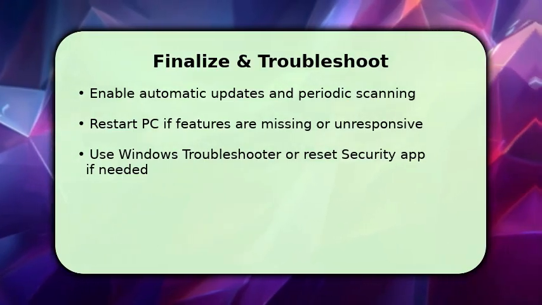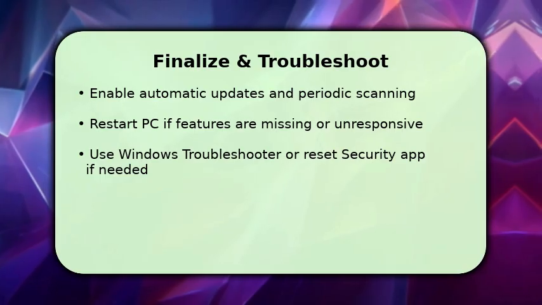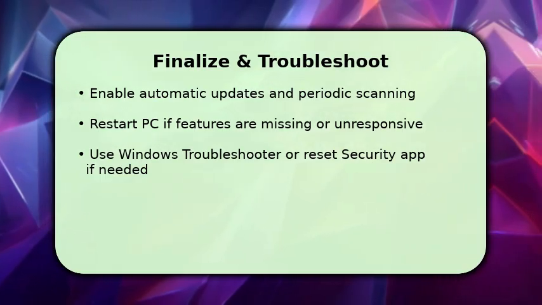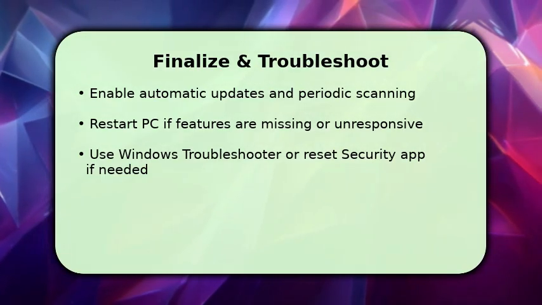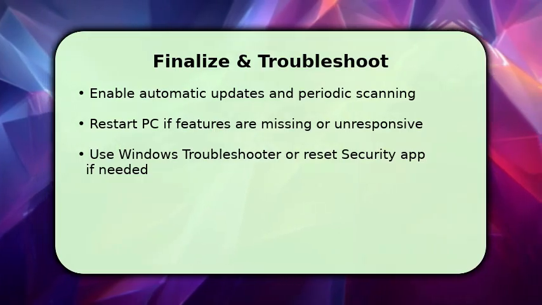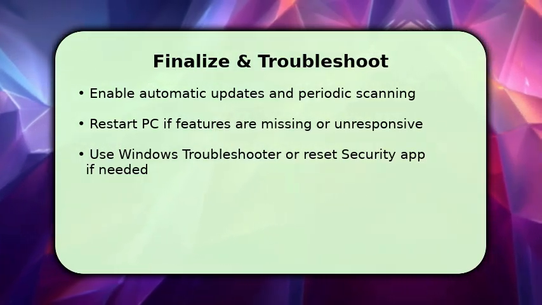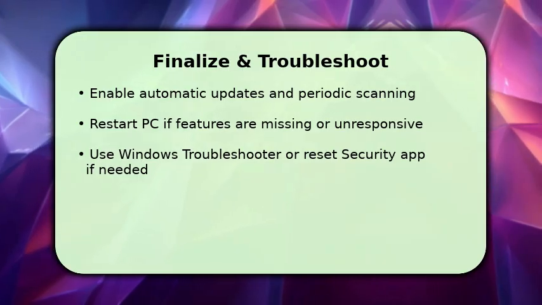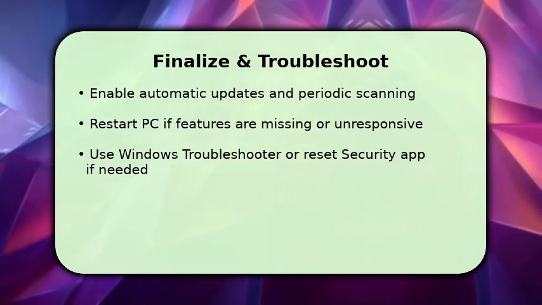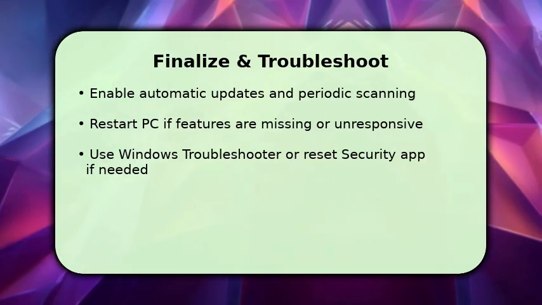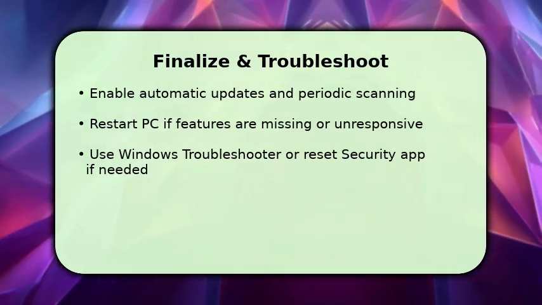If a feature is missing or unresponsive, restart the PC first. Many services reload on reboot. If problems persist, run the Windows Troubleshooter for security and maintenance, or reset the Windows Security app via Settings app's advanced options. That reset often fixes corrupted settings. If not, check your admin privileges and group policy restrictions.